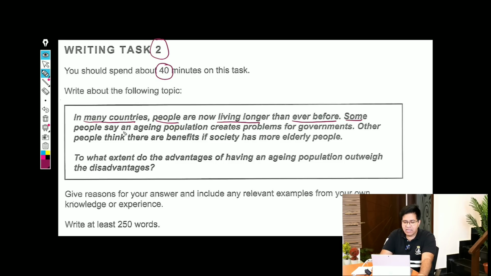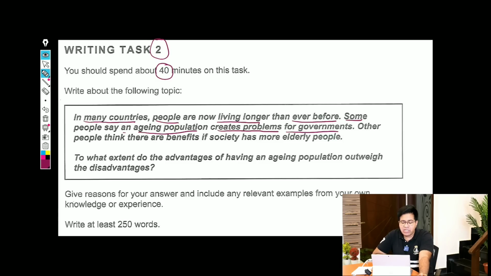Some people say an aging population, aging population means senior citizens, aging population means old people, creates problems for governments. Okay, now because they have to give them old age benefit, they have to take care of them, they have certain allowances and all that. So some people say an aging population creates problems for governments. Other people think there are benefits if society has more elderly people.